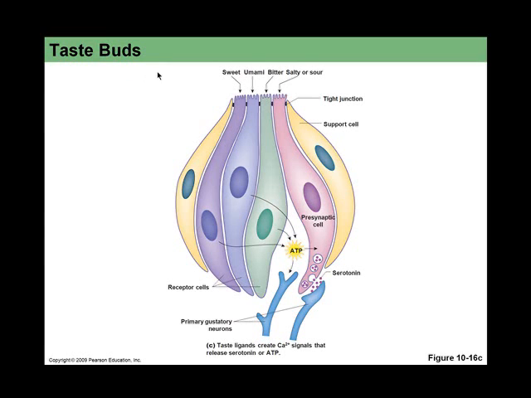So here we see that illustration of a taste bud. As we said, there are tight junctions at the apex of these epithelial cells. They are specialized, highly specialized epithelial cells.